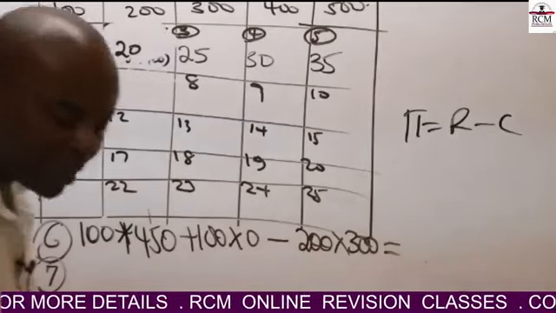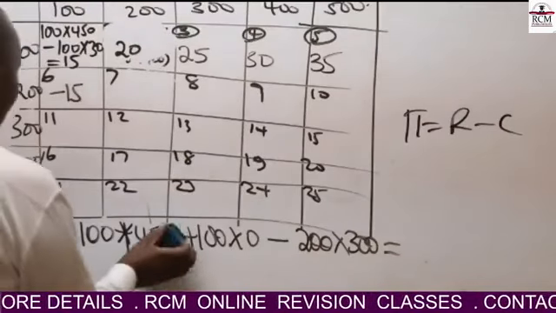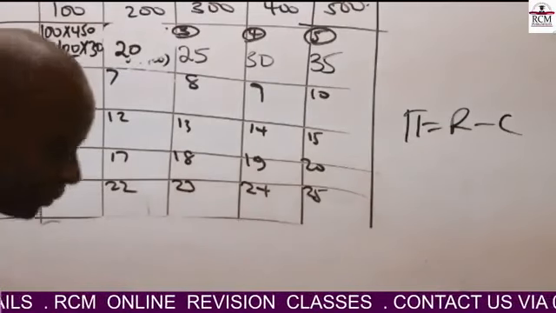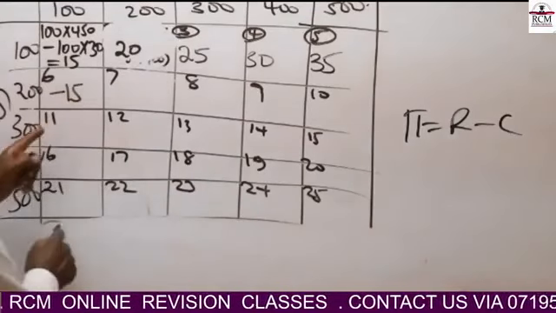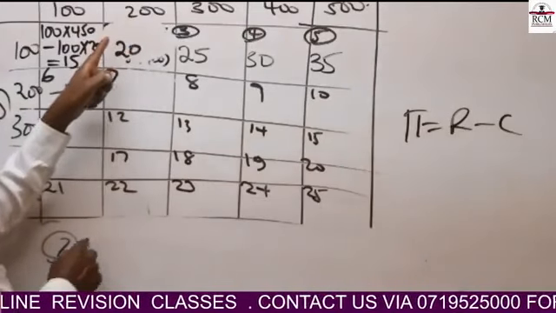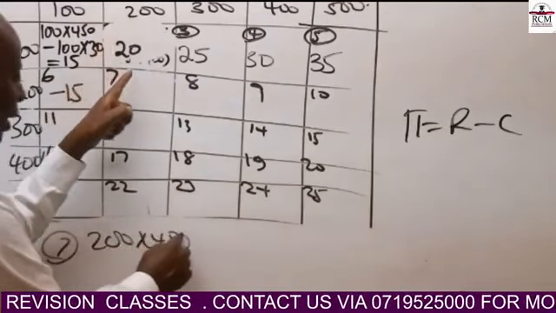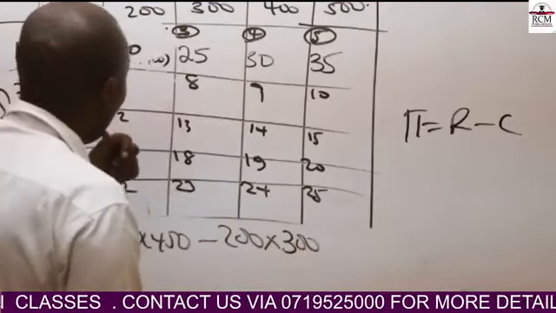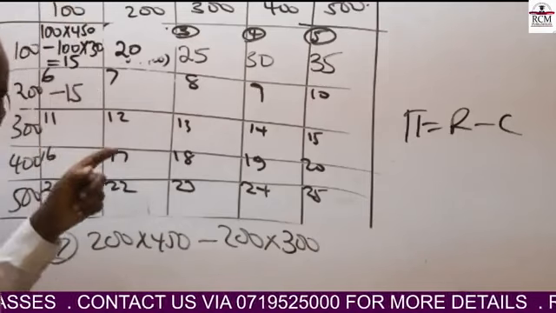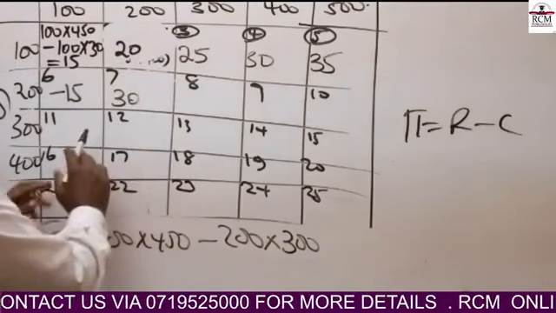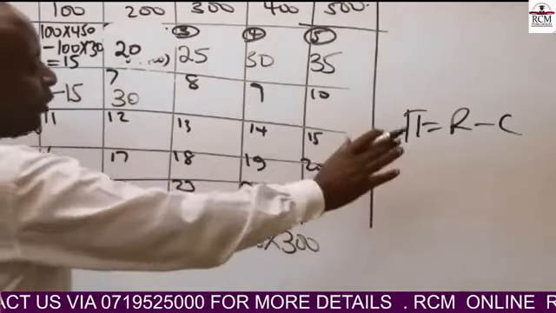So for cell number 7, ladies and gentlemen, this is what I have. We supplied 200, and demand is 200, so we shall sell 200 at 450 minus 200 at 300. So somebody is giving me what figure here? Cell number 7, somebody is giving me 30,000. Thank you very much.